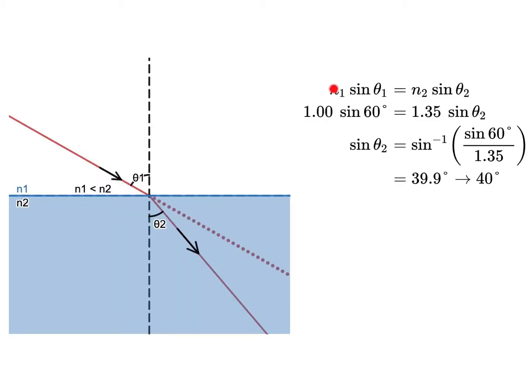We simply set up Snell's law. N1 sine theta 1 is equal to N2 sine theta 2. And then we have 1, the index of refraction of air. And it's worth remembering at least that one. You don't have to remember any of the others, but you have to remember that 1 is the value for air. So 1 times sine of 60 degrees is 1.35 times sine of theta 2, which means theta 2 is the inverse sine of sine 60 degrees over 1.35, which is 39.9 degrees, which to the nearest degree is 40 degrees.